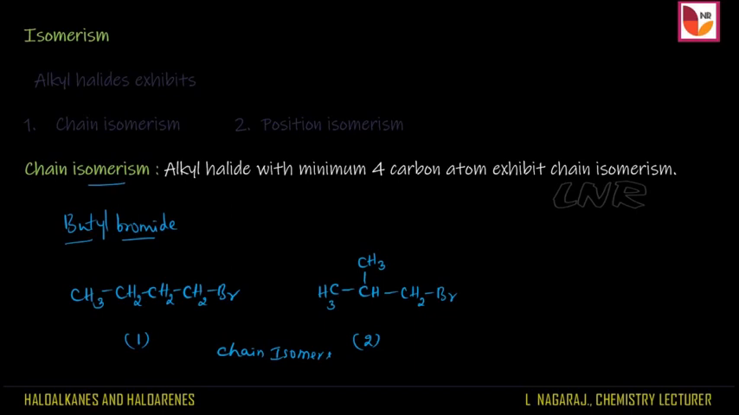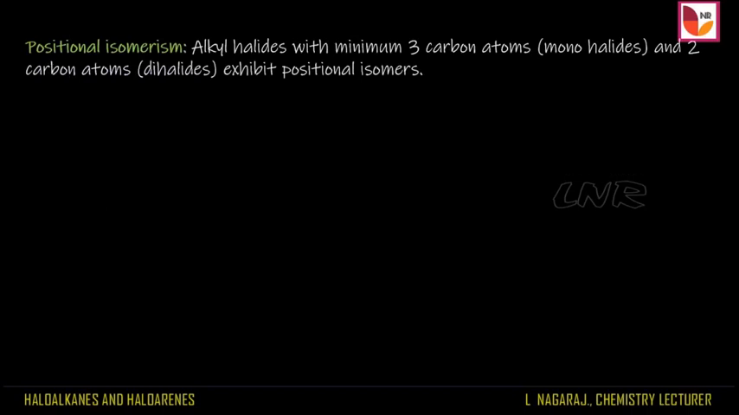And next, position isomerism. Position isomerism is the phenomenon in which the molecules have the same chemical formula but differ in the position of the functional group. That is, alkyl halides with a minimum of 3 carbon atoms for the monohalides and 2 carbon atoms for the dihalides exhibit position isomerism. Let us take an example, that is propyl bromide.